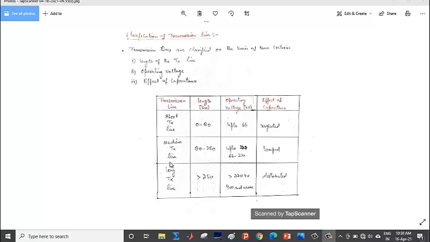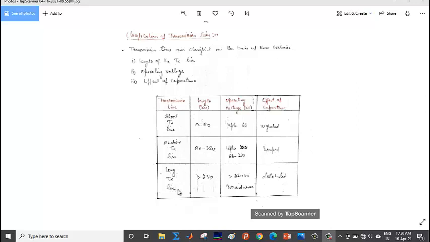After that, we have the medium transmission line whose length is 80 to 250 kilometers, and the operating voltage is 66 to 220 kV. In this case, capacitance is considered to be lumped. Lumped means we add all the capacitance of the transmission line and put it at one place. So that is what is meant by lumped.